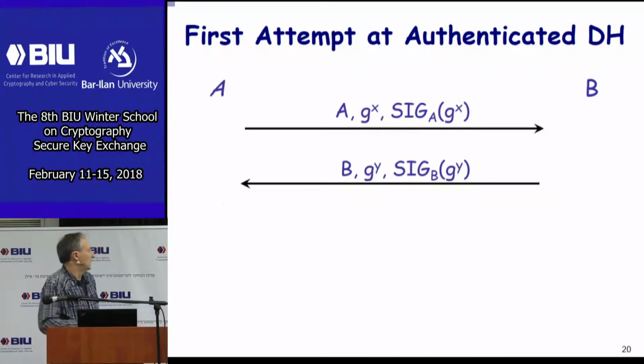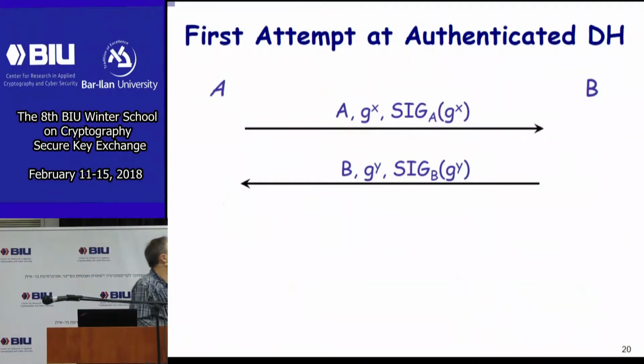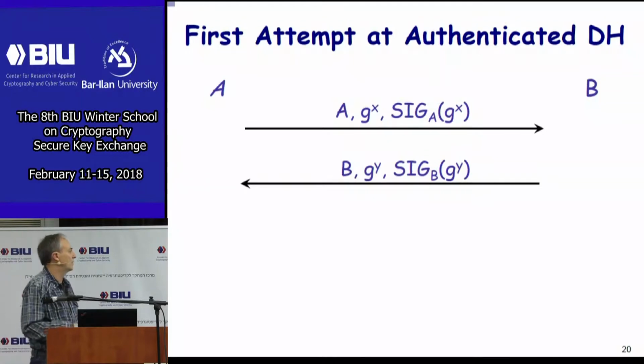Okay. So first attempt at authenticated Diffie-Hellman. This is the Diffie-Hellman that any reasonable person should build as the first authenticated Diffie-Hellman protocol.